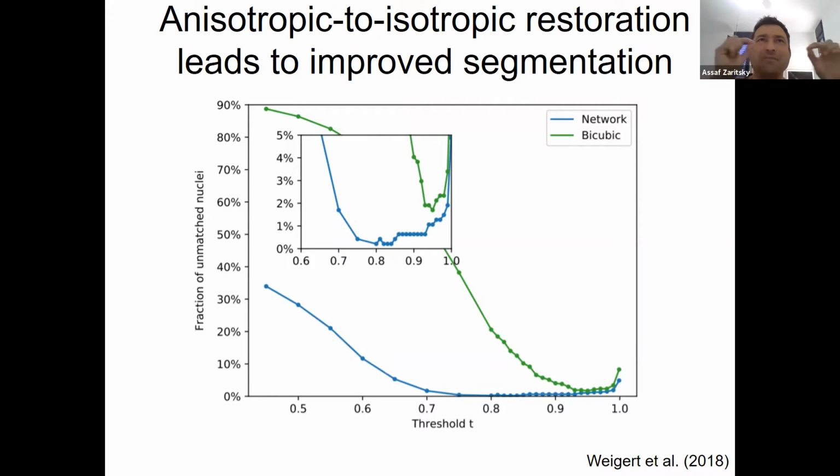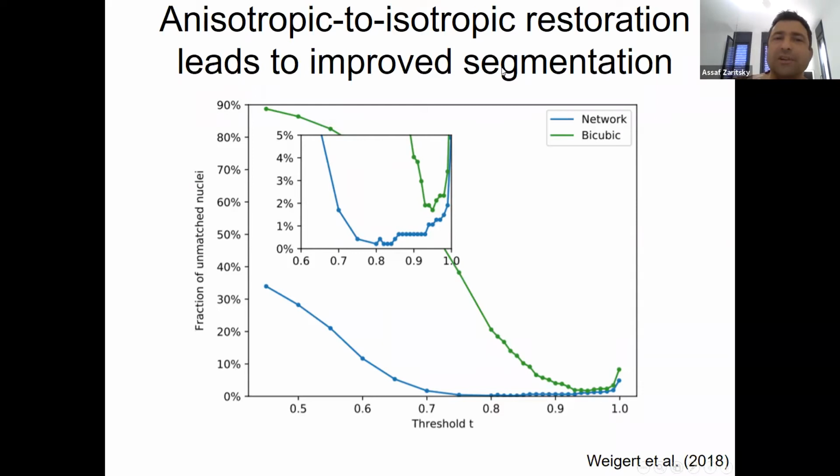You have something that goes over time, and you want to match a cell to itself in the consecutive time points. So this is over time when you just accumulate mistakes. If you make a mistake, you get more and more mistakes. And what you see here is the mistakes of just using the bicubic interpolation and doing the post-processing of segmentation and tracking, which you can see here in green.